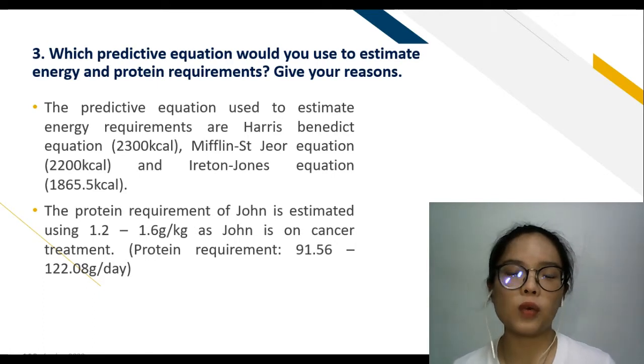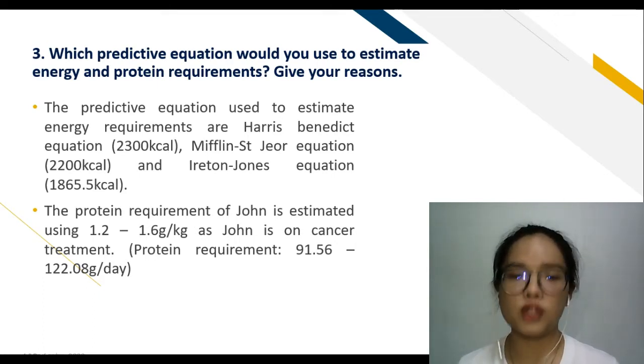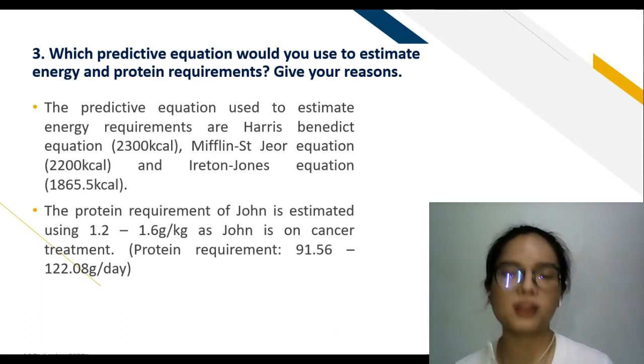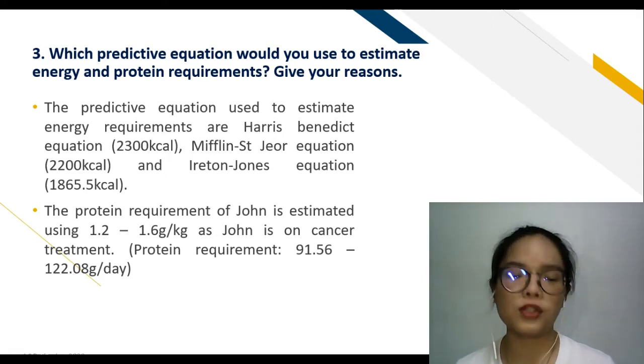The predictive equations that are used to estimate the energy requirements of John are the Harris-Benedict equation, Mifflin-St Jeor equation, and Ireton-Jones equation. The protein requirement of John is estimated using 1.2 to 1.6 grams per kilogram, as John is on cancer treatment, which is chemoradiotherapy.